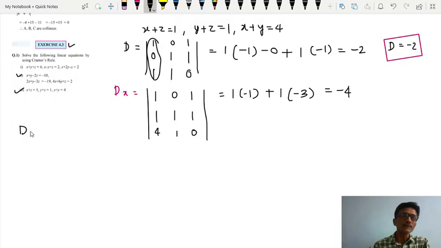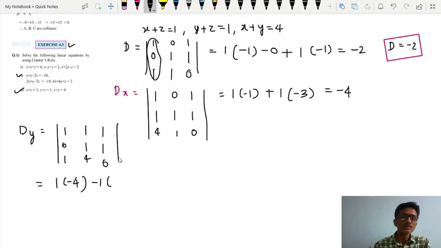Then dy. What is dy? Okay, students, dy is obtained from d by replacing the coefficients of y by the constants. 1, 1, 4 are the constants. Then 1, 1, 0. Expand this. What will be the expansion? 1 into 0 minus 4. Then minus 1 into 0 minus 1, minus 1. Plus 1 into 0 minus 1. This is minus 4. Here plus 1 and minus 1 get cancelled. Minus 4 we are getting for dy.